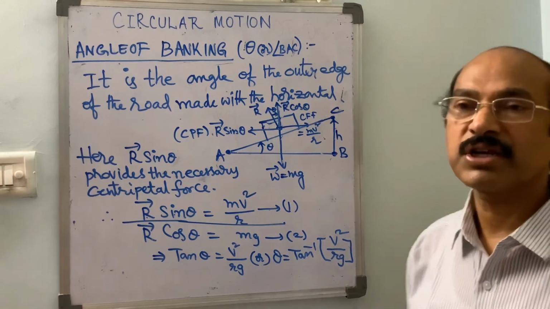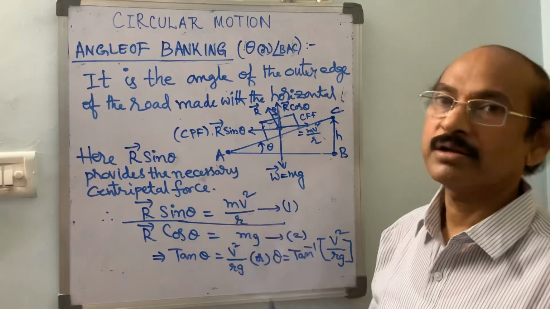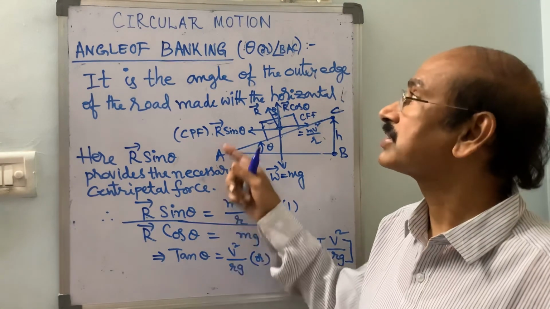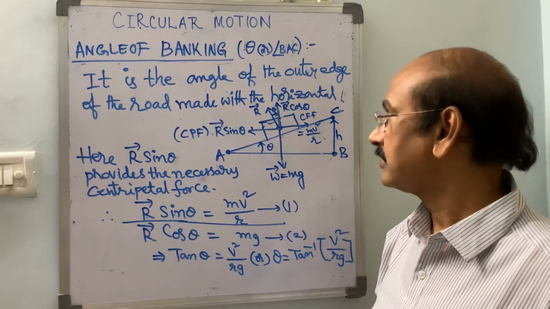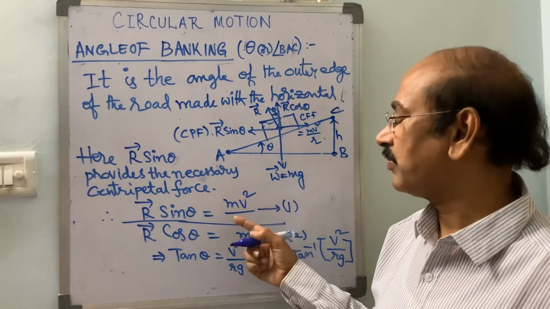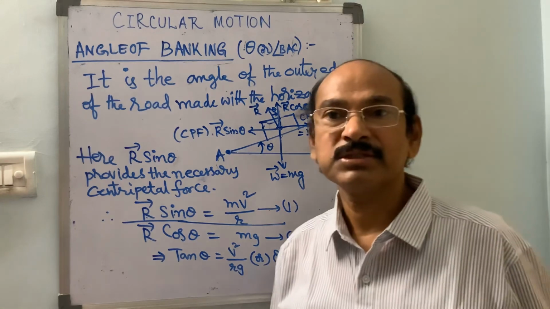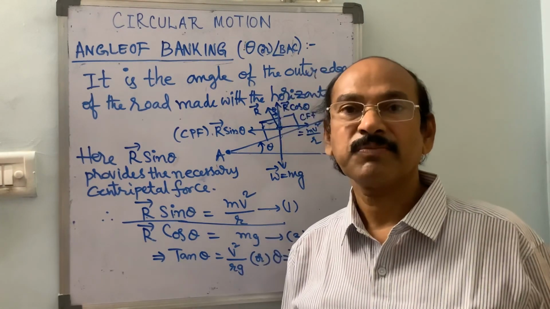In the next class, we shall do some problems on oblique projection and horizontal projection, and on the circular motion formulas v equal to r omega and theta equal to tan inverse v square by rg. If you have any doubt, please contact me.